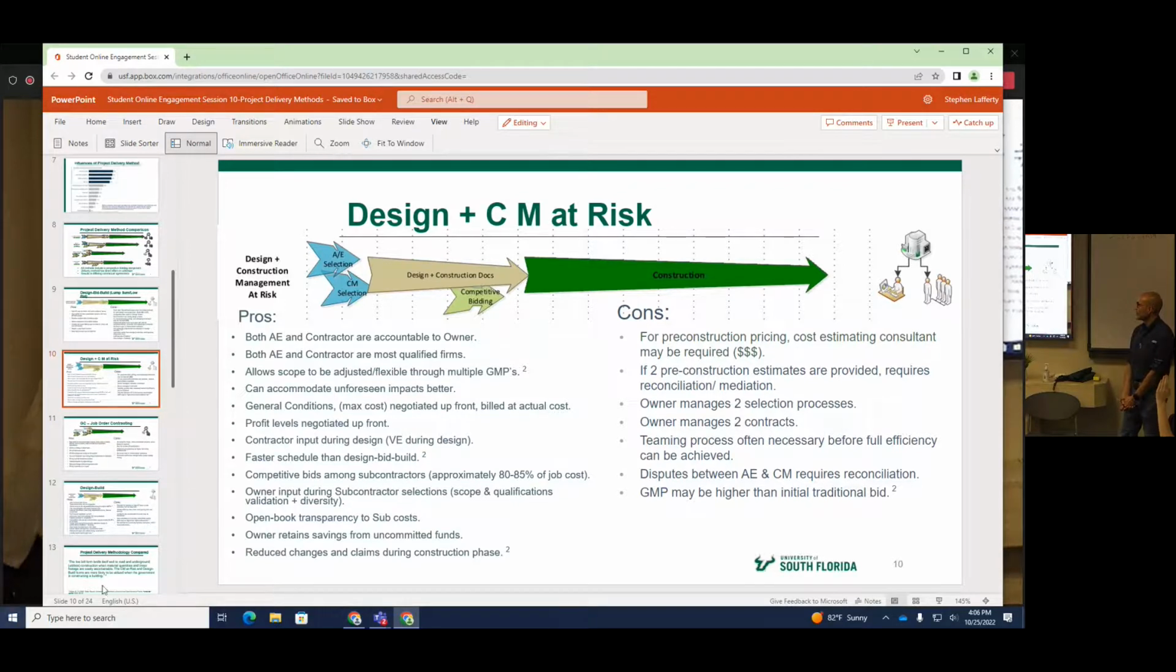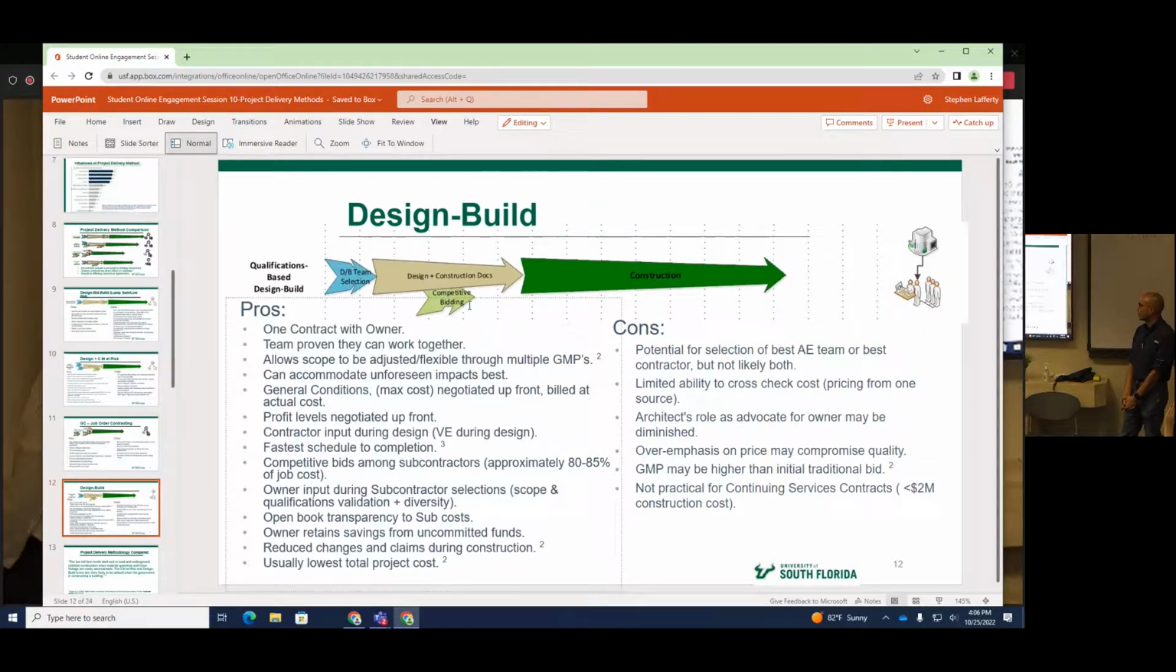So here I'm going to jump down 2 slides, jump over job board of contracting and jump down to design build. And again, this is where, yes, ma'am.